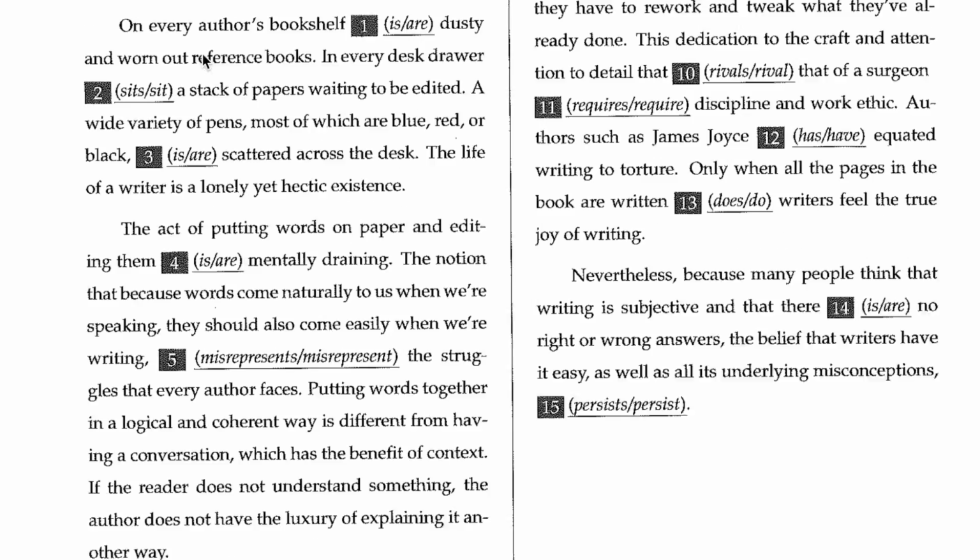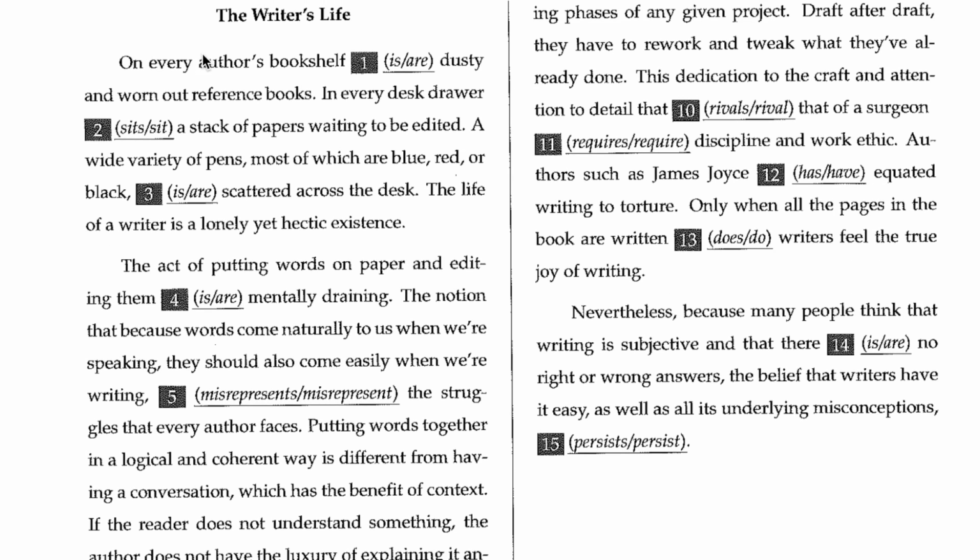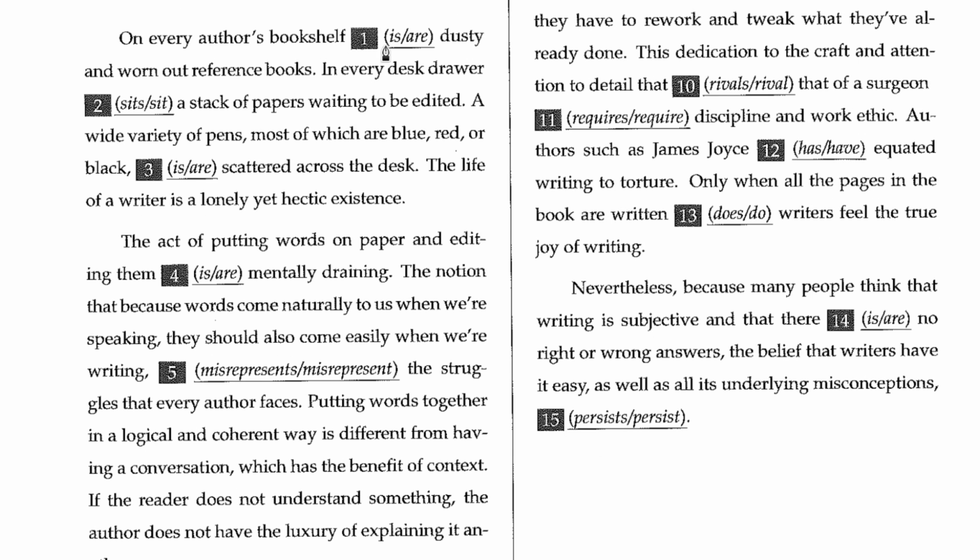In this exercise, I'll answer with you from 1 to 10, and then the rest, you'll do on your own. On every author's bookshelf is or are dusty and worn out reference books. My question is, who's doing this verb? Who is or are? On every author's bookshelf is or are. What is or are? Is it the bookshelf? No. On every author's bookshelf is or are dusty and worn out reference books. So my subject is books. So is or are? Definitely it's are. So on every author's bookshelf are dusty and worn out reference books.